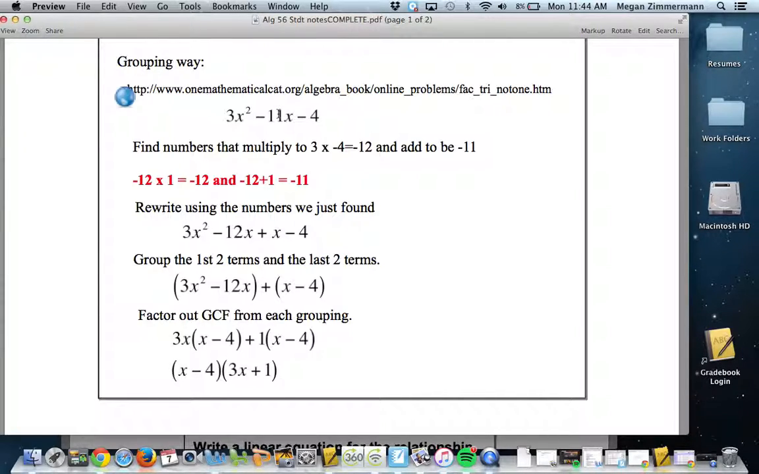So the key here is when you split up your middle term before you group it, you need to figure out what adds to be negative 11x, but instead of multiplying to negative 4 like we're used to when the leading coefficient is just 1, you have to do 3 times negative 4. So it's going to be multiplying to negative 12 and adding to negative 11.